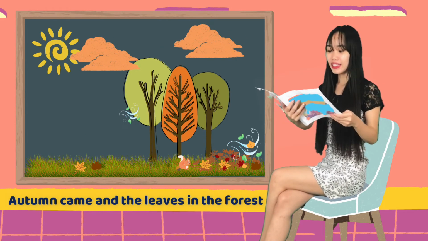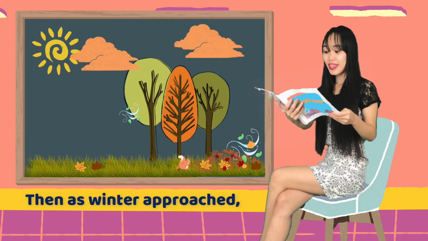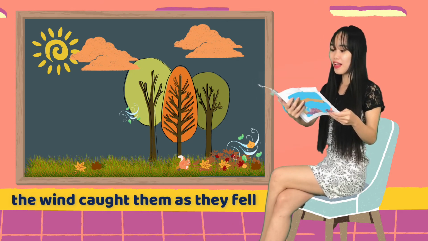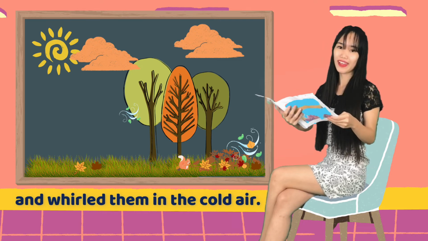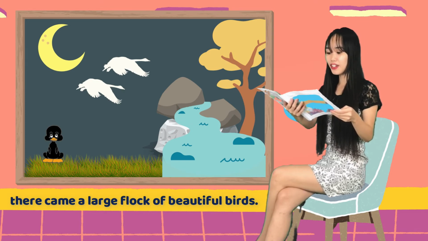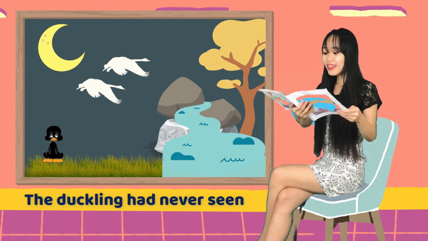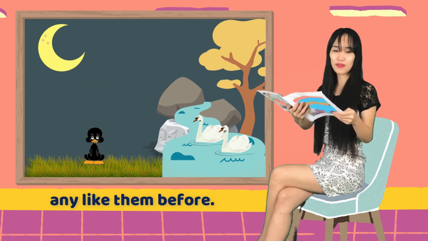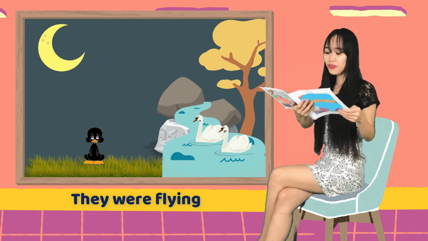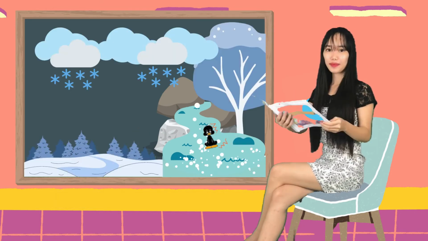Autumn came, and the leaves in the forest turned to orange and gold. Then as the winter approached, the wind caught them as they fell and whirled them in the cold air. One evening, there came a large flock of beautiful birds. The duckling had never seen any like them before. They were swans. They were flying to a land of warm sunshine and unfrozen lakes.